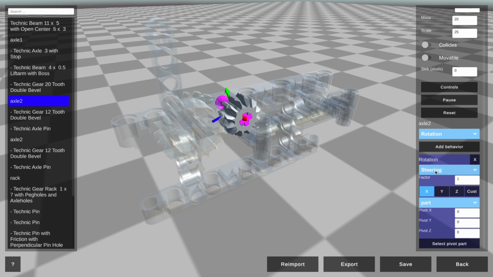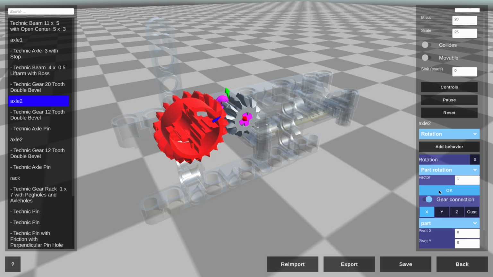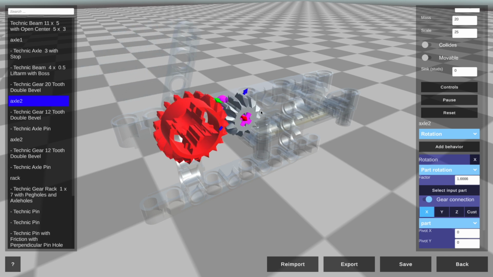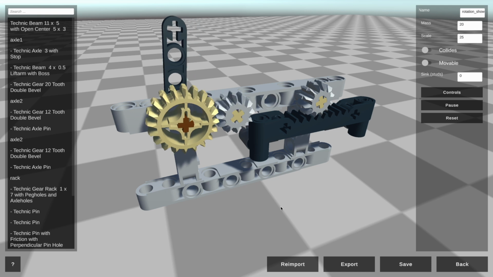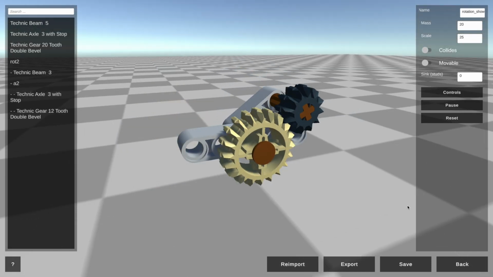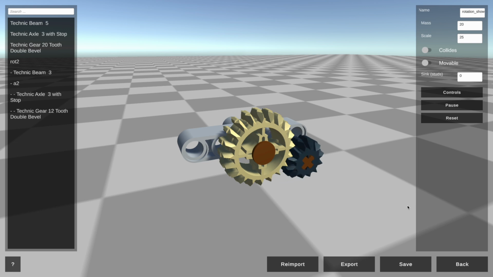The direction and the factor of the rotation needs to be manually set up now, according to the ratios of the connected gears. Here the ratio is 12 gears to 20 gears. This will be likely improved later by auto-detecting which gears are connected. When the gear connection option is used, the system will try to identify the relative rotation of the two elements, which is necessary if a gear is revolving around another.